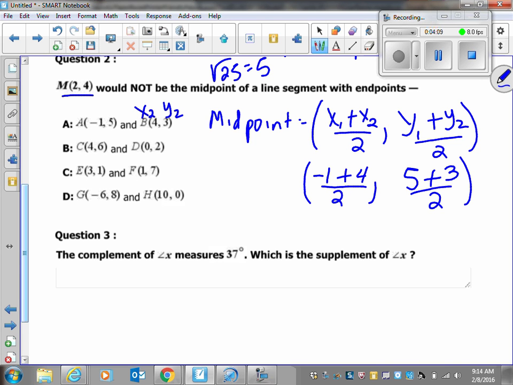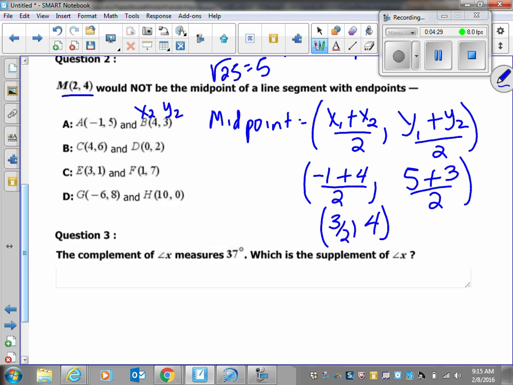So -1 plus 4 is 3. 3 divided by 2 is 3 over 2, right? Comma, 5 plus 3 is 8. 8 divided by 2 is 4. So again we find the answer. It says (2, 4) would not be the midpoint for which of these.